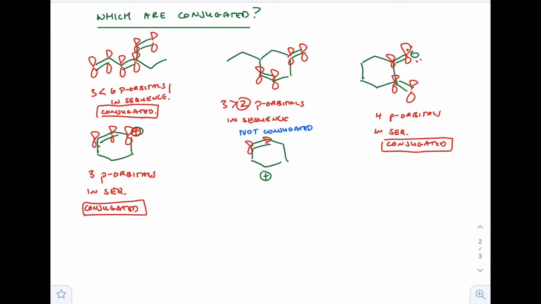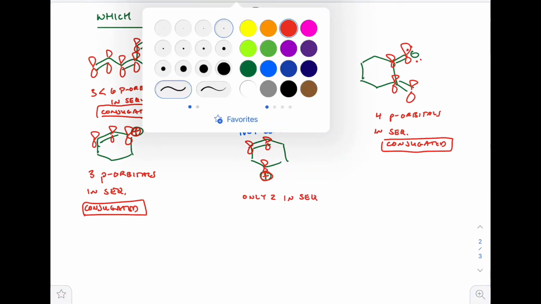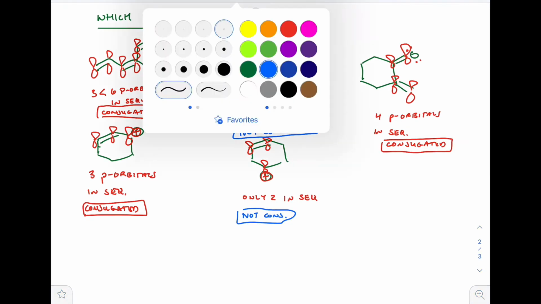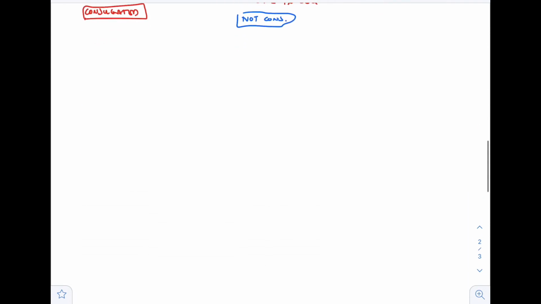All right, so this last one, there's two right there, and then there's one over here. Are those in sequence? No, they are not. There's only two in sequence, and so this is not a conjugated species. So hopefully you got the same answers that I did. If you didn't, let me know, and I'll walk you through it again.